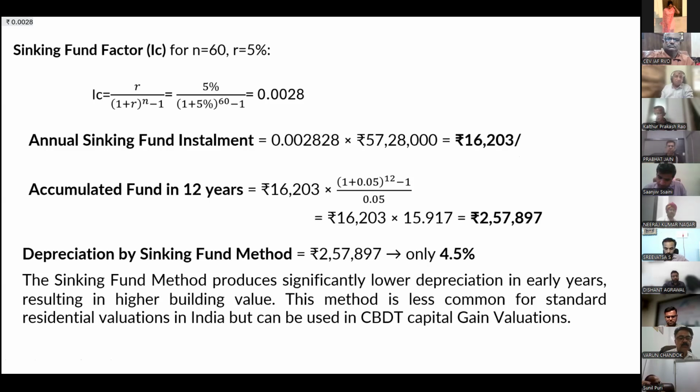And the age of the building is 12 years. It means you have been depositing the amount for 12 years. So the sinking fund which has been accumulated in 12 years, the formula is 16,200 multiplied by ((1 plus R) raised to power n minus 1) upon R. You know, the formula for future value, S, the accumulated sum for rupee 1. So you put all the values. It means the sinking fund is 2,57,897. So this is the depreciation by the sinking fund.